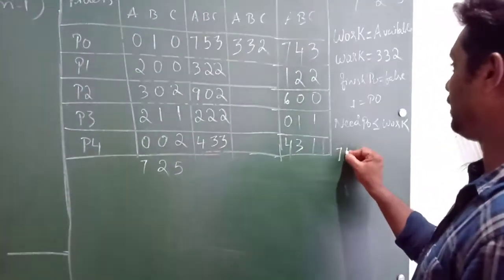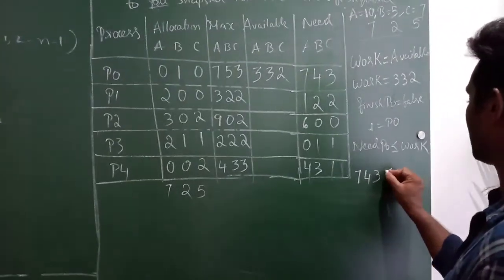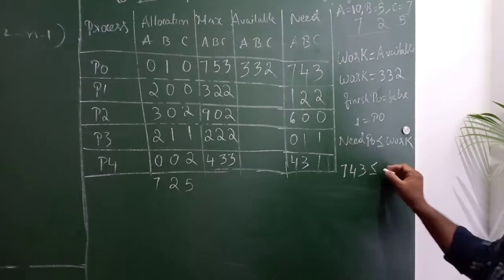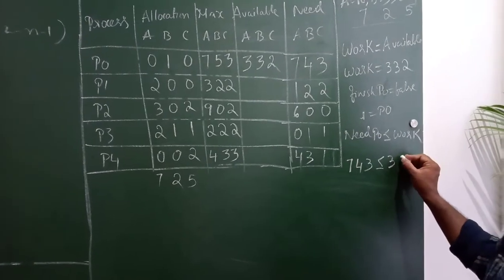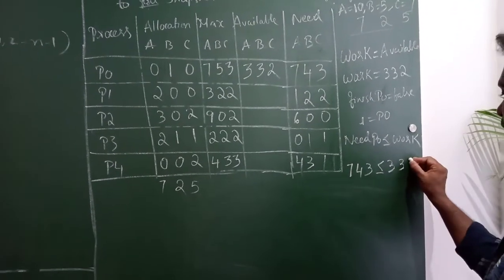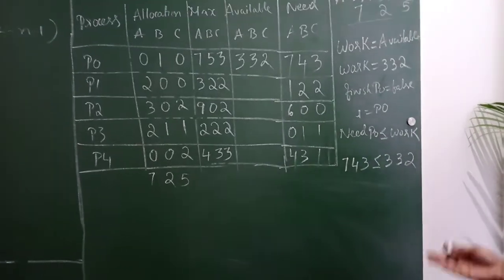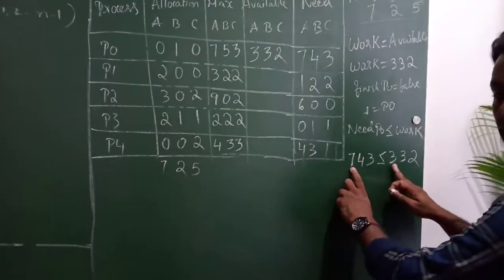A 7, B 4, C is how much? 3. Is less than or equal to work is how much? A is still 3 available, B is 3 available, C only 2 is available. I need to check. 7 is less than or equal to 3? False.